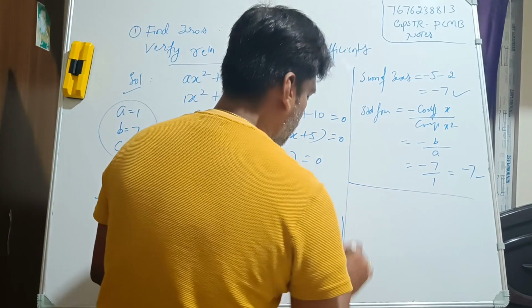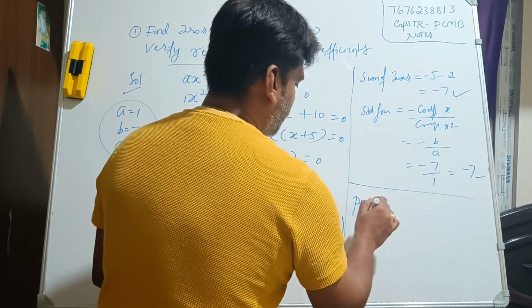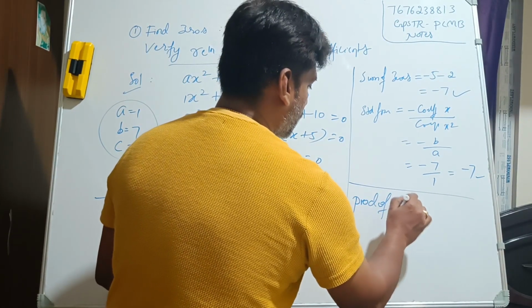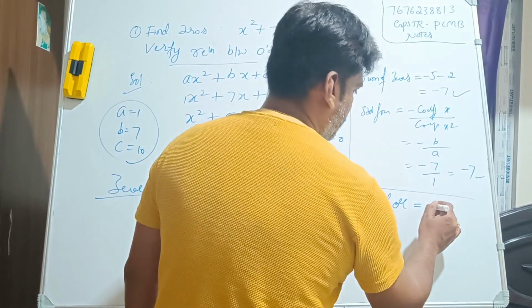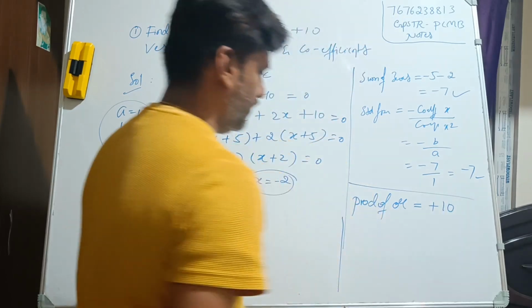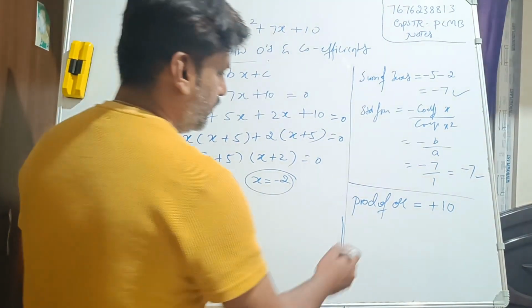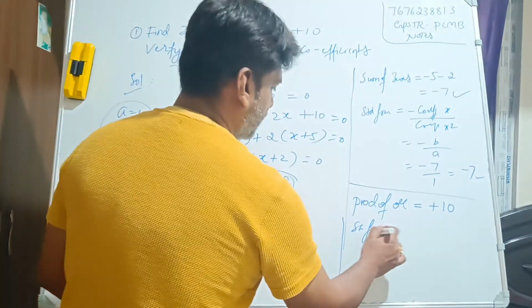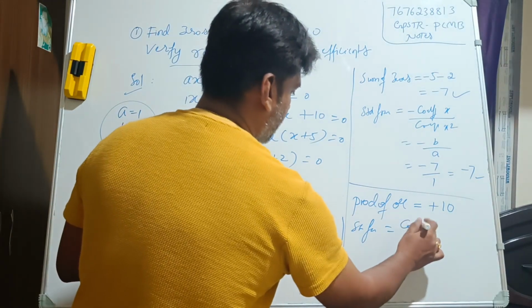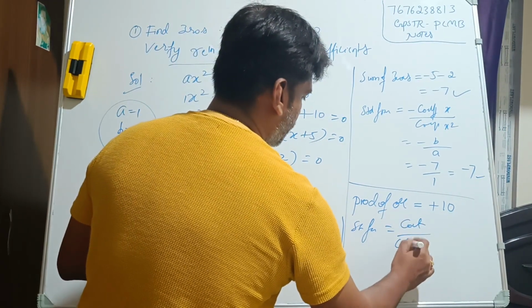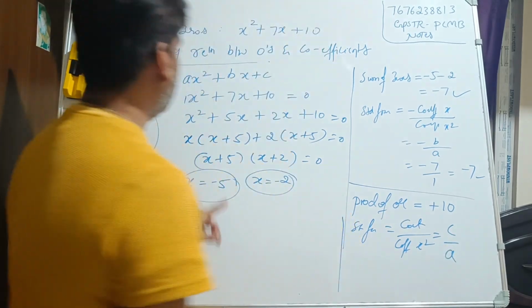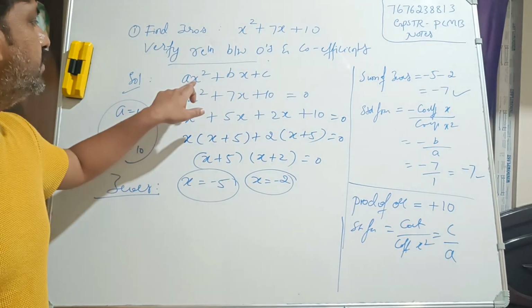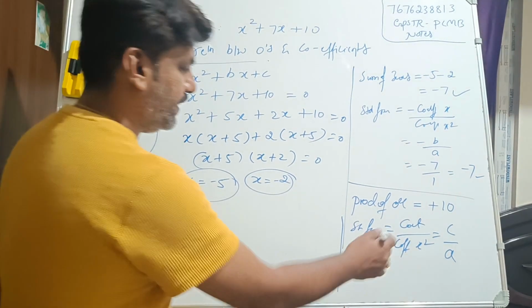Then go for the second relationship, the product of zeros. How to take the product of zeros? Minus 5 into minus 2. What is minus 5 into minus 2? It is plus 10, right? Then what should we take? The standard form. How to take the standard form? It is constant divided by coefficient of x². What is the constant? c. What is the coefficient of x²? a. So it is c by a, right?